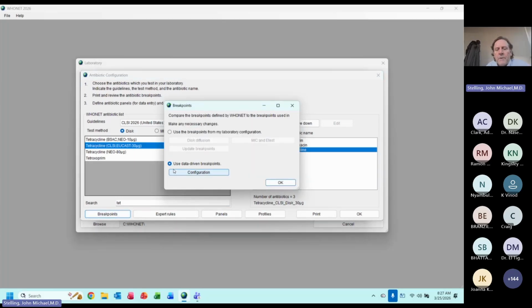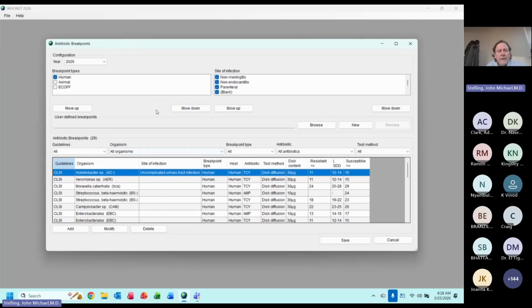So right now you see at the bottom, it says use data-driven breakpoints. That is the new way I was mentioning. This is the old way, where they're saved in your local configuration. Data-driven, it just reads it live from the WHONET tables. So that's how you change from the old way to the new way. As I mentioned, WHONET will ask you, and if you say yes, it'll switch to the new way automatically. If you say no, you can switch to the new way here simply by clicking on data-driven breakpoints.